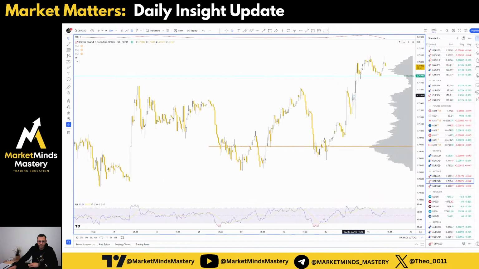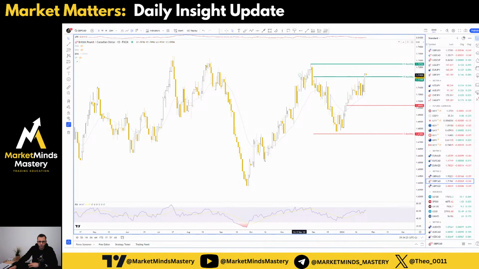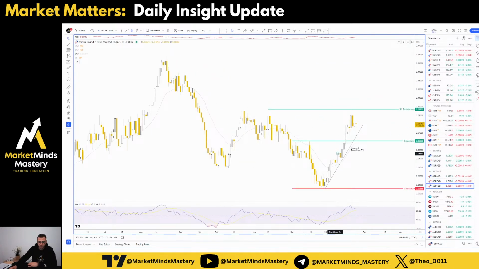price action. So the price is trading above this broken resistance, now acting as a support. And yeah, let's see if the buyers are going to step in at any point to push the price higher to go up to the 1.72, 1.73 area. Pound New Zealand, nothing special here.